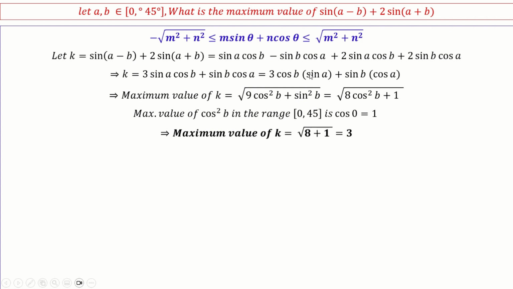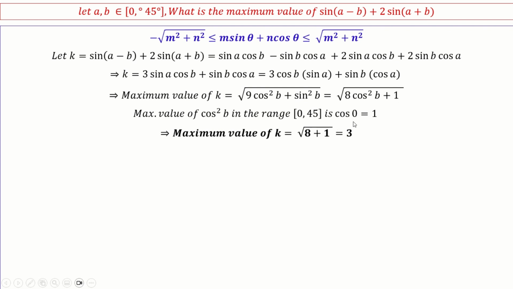But you just observe, there is a sin A also here, right? Which we are restricting to up to 45 degrees. For cosine, 0 degrees is the maximum, but for sine, 45 degrees is not the maximum. So there will be a problem.